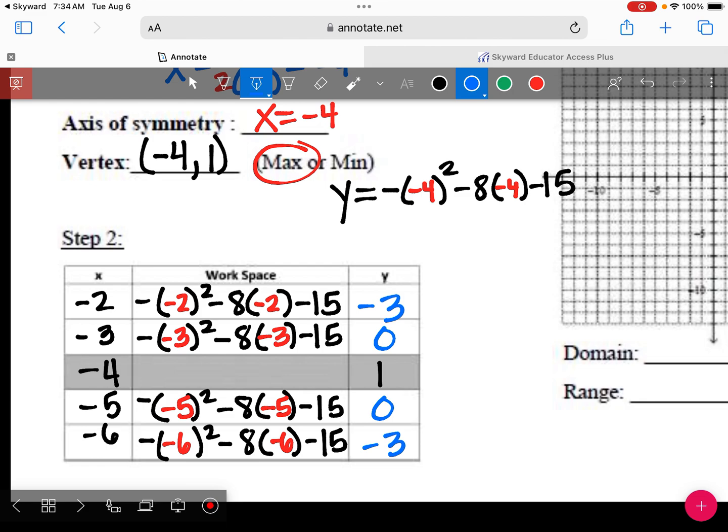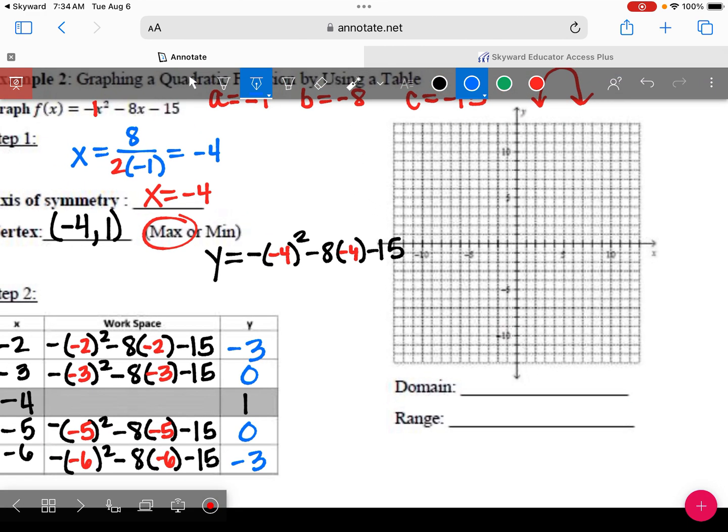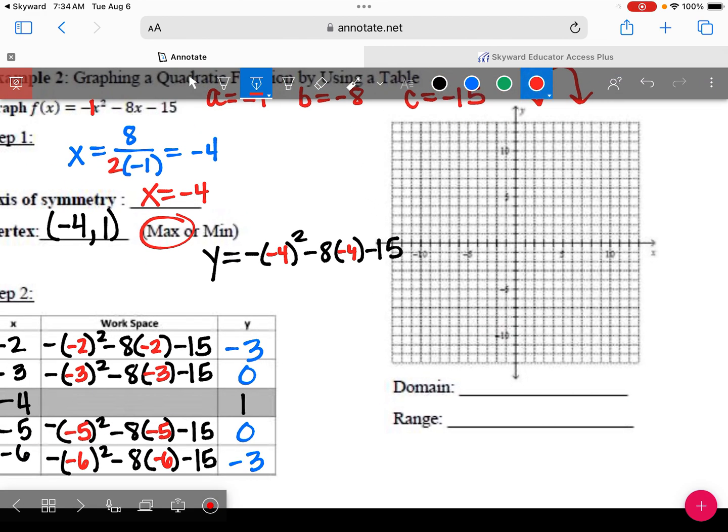All right, let's go ahead and graph it. We're going to put a point at -2, -3. That would be my first point. And this one should look like a frown.